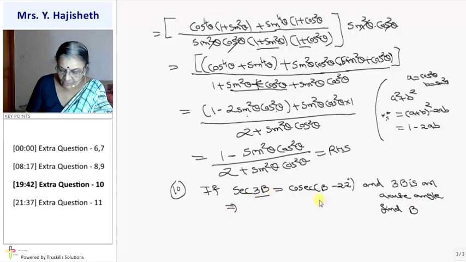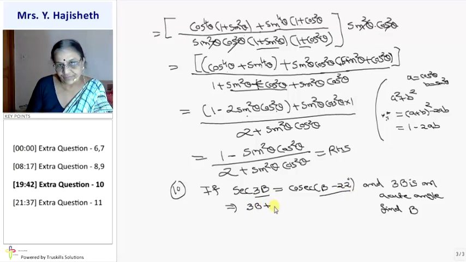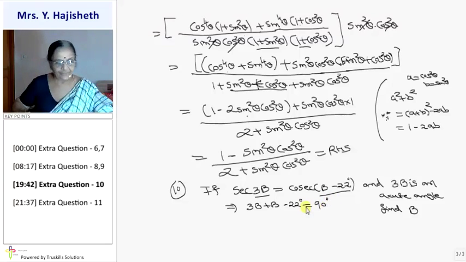Sec something is equal to cosec something. Sec and cosec are equal if and only if the angles are complementary. Sec theta, sec alpha is cosec beta if alpha plus beta is pi by 2, that is 90. So 3 beta plus beta minus 22 degree is 90 degree. This is the relation I got from my knowledge of complementary angles.